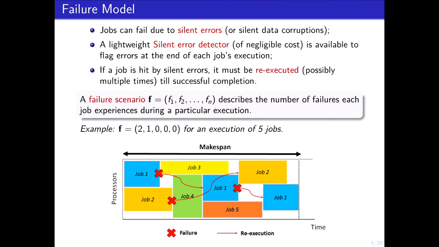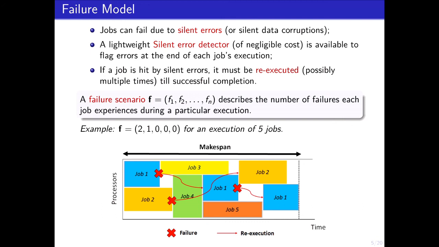We consider silent errors or silent data corruptions in our failure model. Specifically, jobs can be hit by a silent error during runtime, leading to the wrong computation result. A lightweight silent error detector is assumed to be available to detect such errors at the end of each job's execution. If the error is detected, the jobs must be re-executed, possibly many times, until it successfully completes without error.